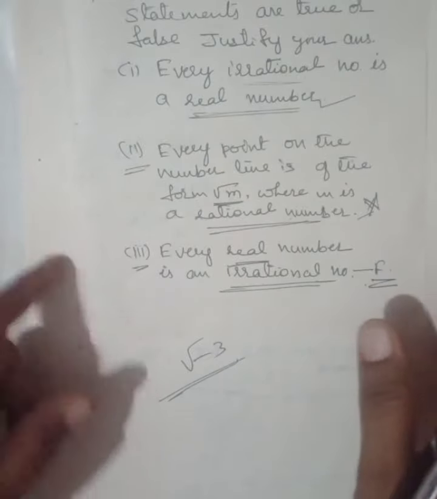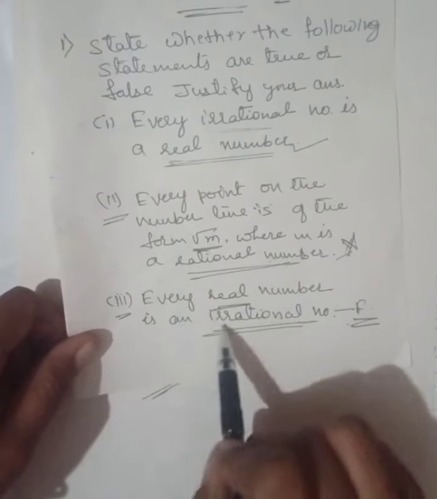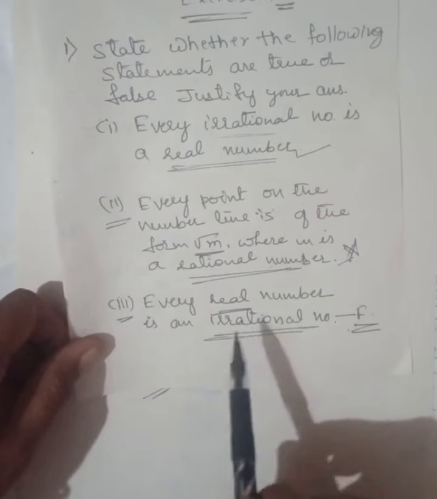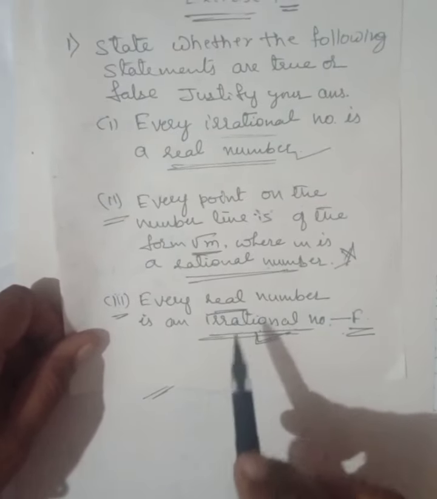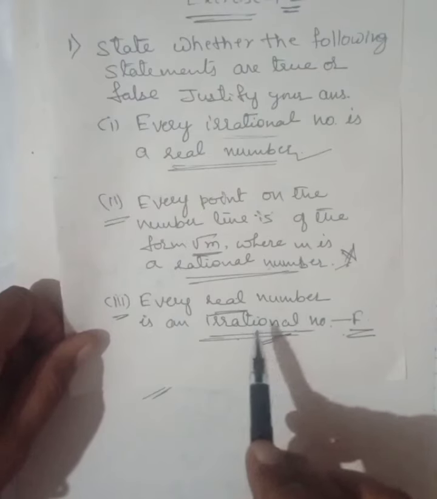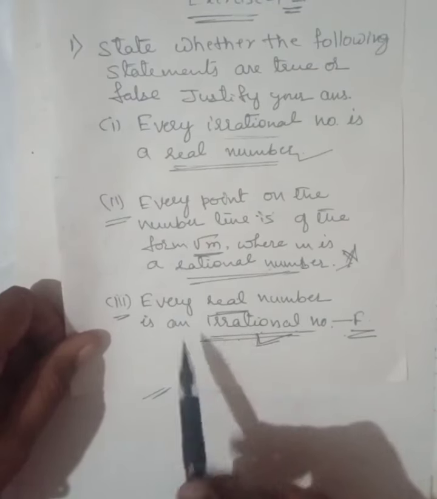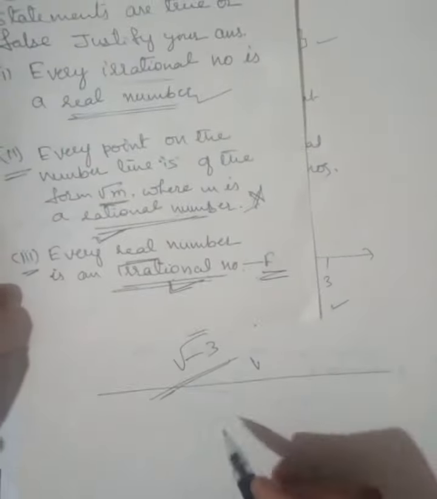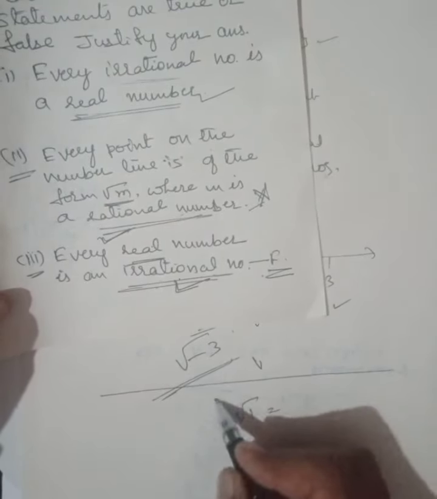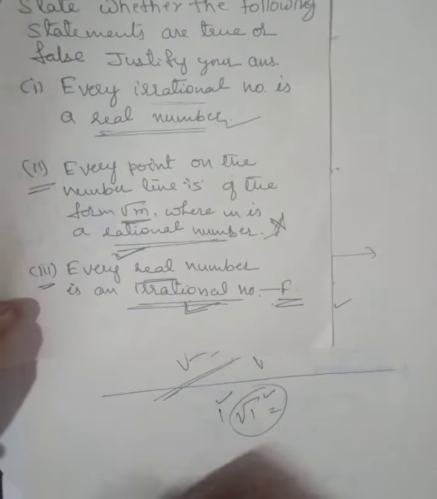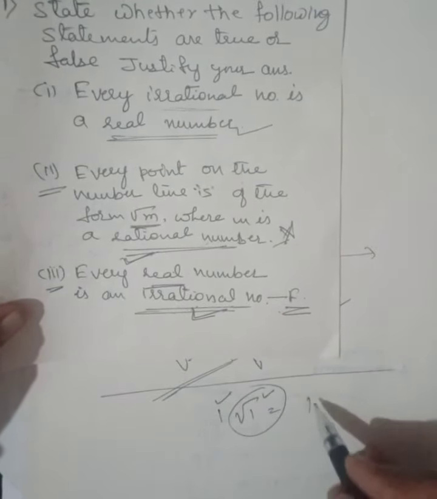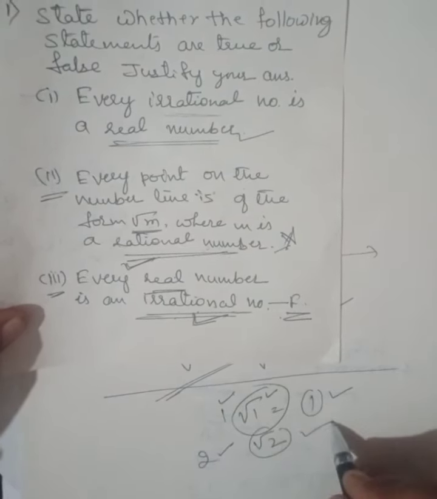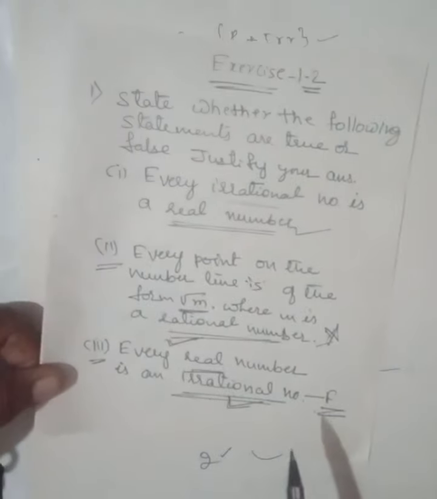Why? See children, they are saying every real number is irrational. Of course, real numbers are irrational and rational, but all the numbers are not irrational. Some numbers are rational and some numbers are irrational. They are saying here every number is irrational, which is wrong. See, for example, square root of 1 is 1, which is a rational number, so you are not going to call it an irrational number. 2 is a rational number, and square root of 2, of course, is an irrational number. Not all the numbers are irrational.